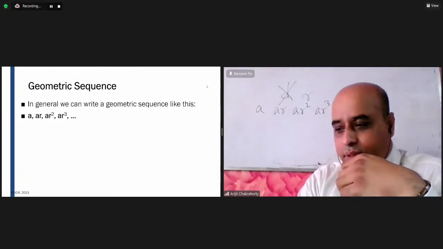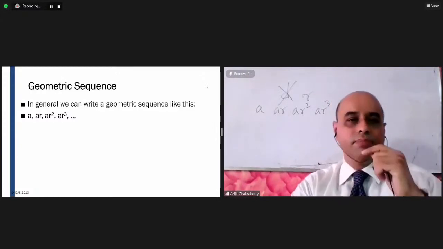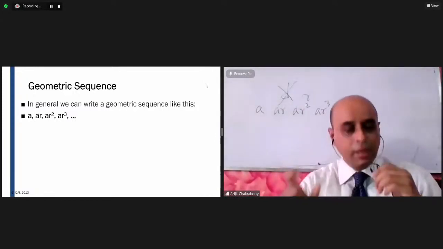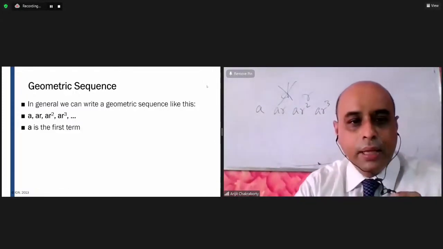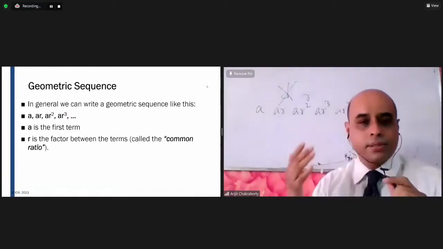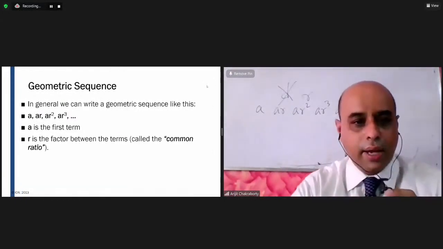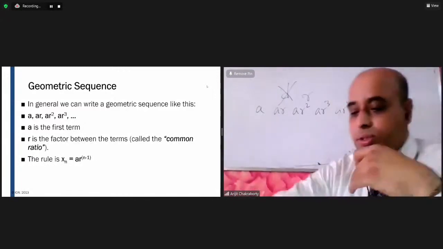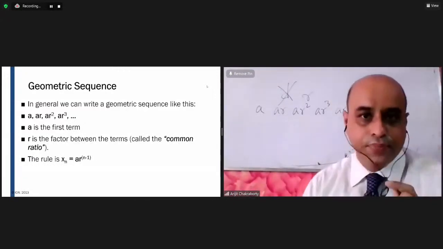Yes, GP is of course a sequence, definitely. In case of GP, we are multiplying each term by a constant. A is the first term, R is the common ratio, you can see in the slide. And from this we can get the rule of the nth term.